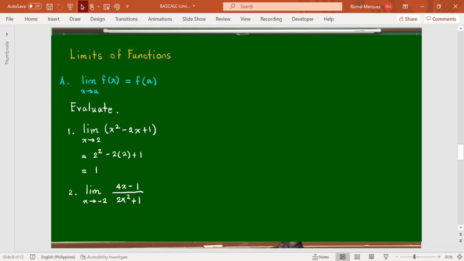Guys, where is our officer? Hello po? You can call a name if you want. Is -2 in the domain of this rational function? I'm going to call Kyle Tan po. Kyle Tan. Is -2 in the domain of this rational function?